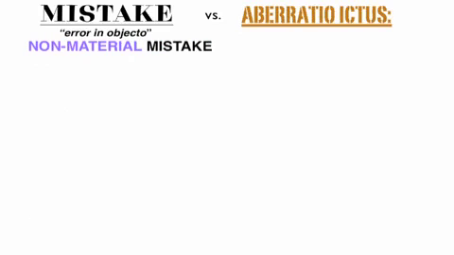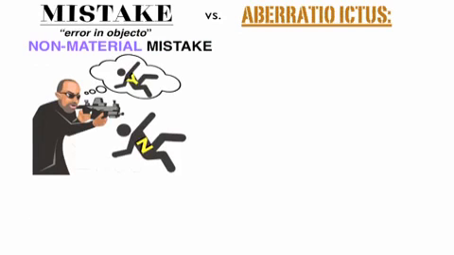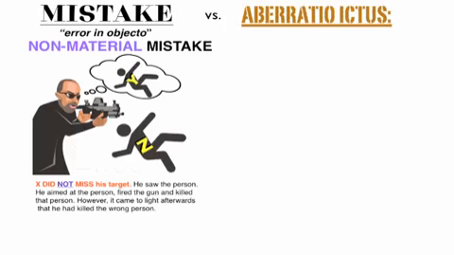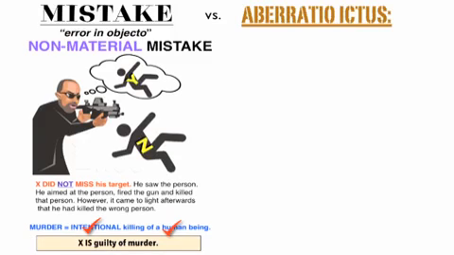Let's look at a non-material mistake versus aberratio ictus. With a non-material mistake, X did not miss his target. He saw a person and aimed at that person. He fired his gun and killed that person. However, it came to light afterwards that he had killed the wrong person. Here, he did have intention to kill a human being, and he did kill a human being. Therefore, X is guilty of murder.